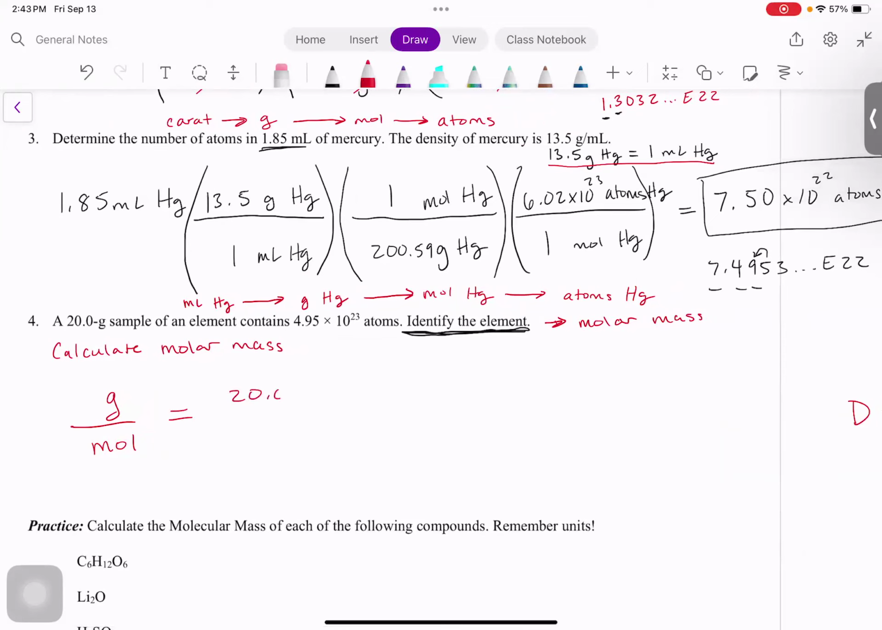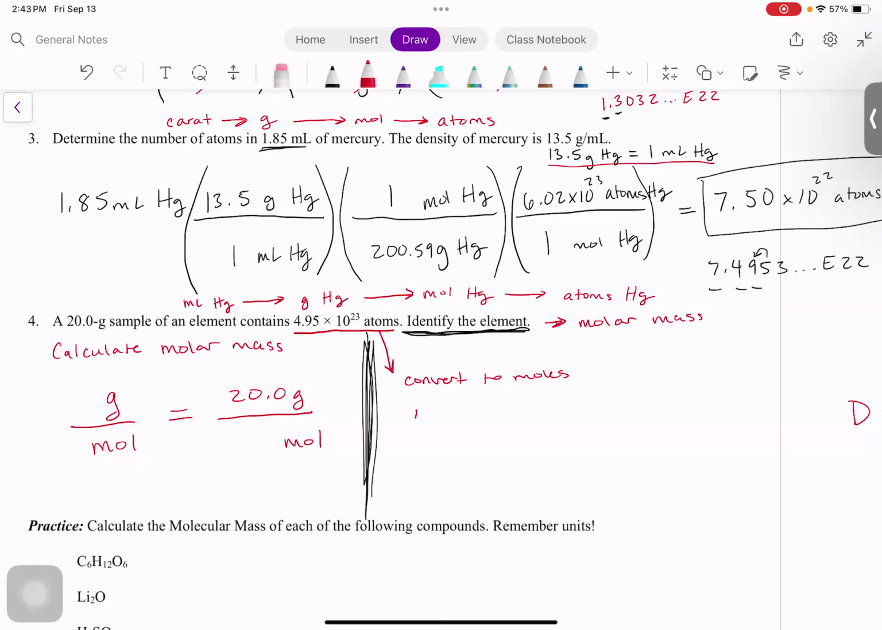We're told it's a 20-gram sample. We don't know the element. We need to divide that by the number of moles. But we don't have the number of moles. We have the number of atoms. But fortunately, I can convert atoms to moles. So that's what I'm going to do here. I'm going to convert these to moles so that I can plug that in my denominator and divide the mass by the moles. So I'll just put a little dividing line here so that we know that this is a separate calculation here.